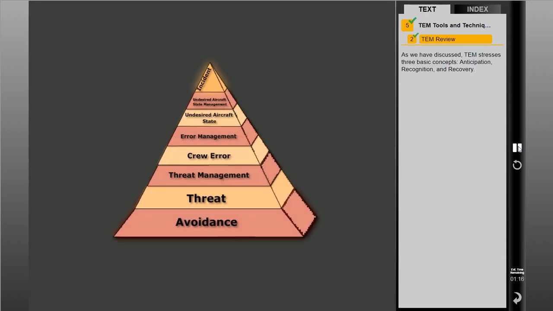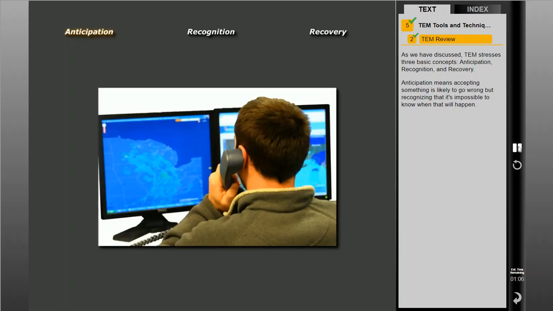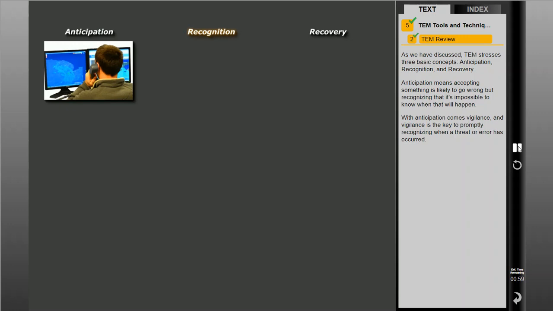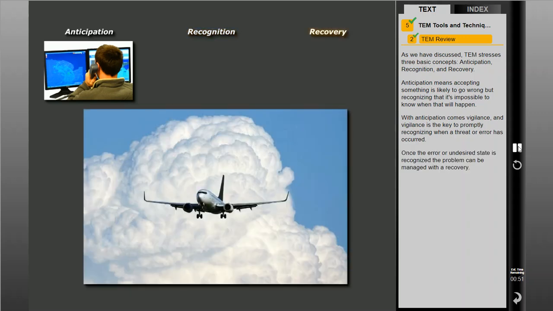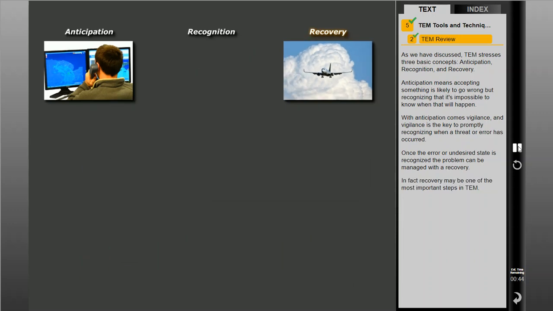As we have discussed, threat and error management stresses three basic concepts: anticipation, recognition, and recovery. Anticipation means accepting something is likely to go wrong, but recognizing that it's impossible to know when that will happen. With anticipation comes vigilance, and vigilance is the key to promptly recognizing when a threat or error has occurred. Once the error or undesired state is recognized, the problem can be managed with a recovery. In fact, recovery may be one of the most important steps in threat and error management.